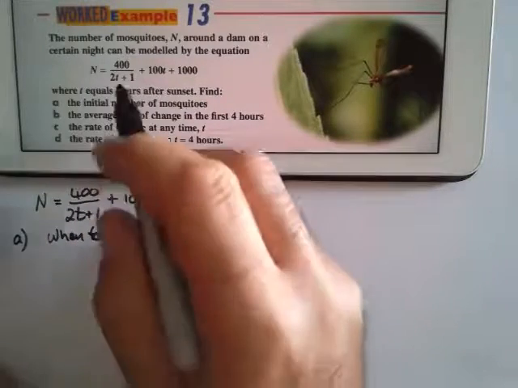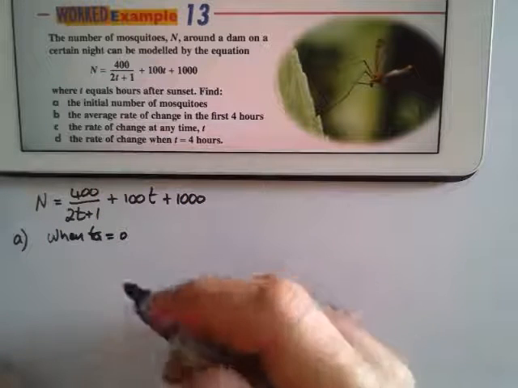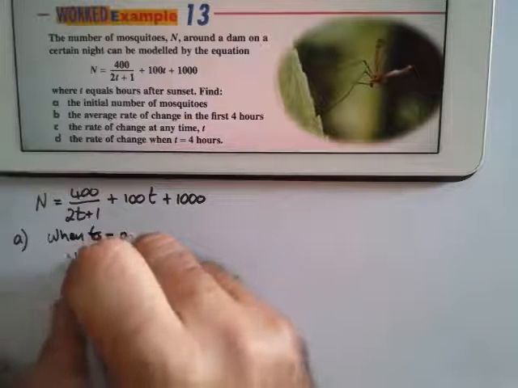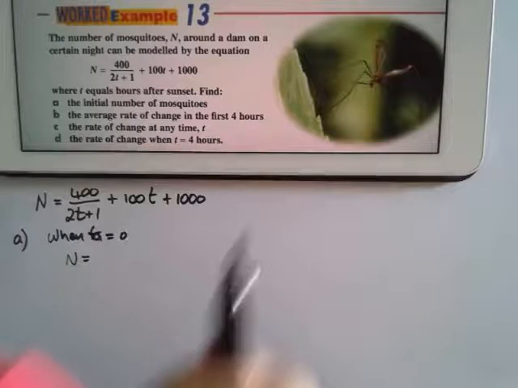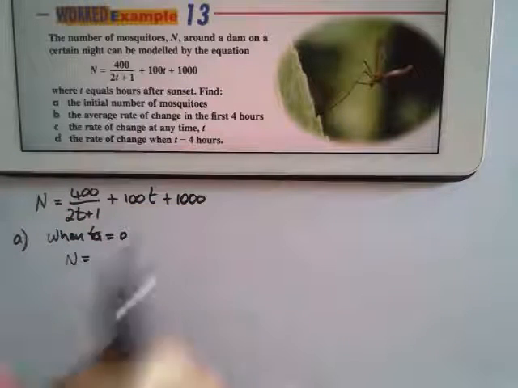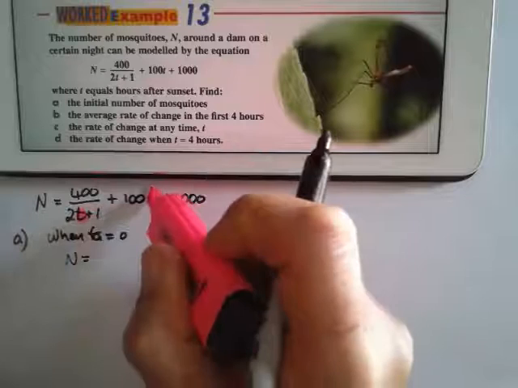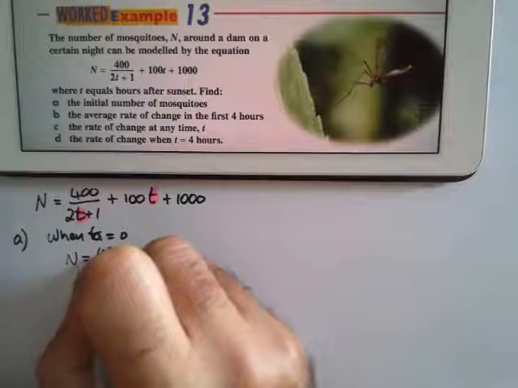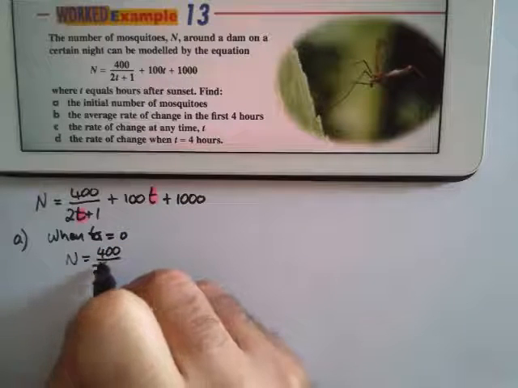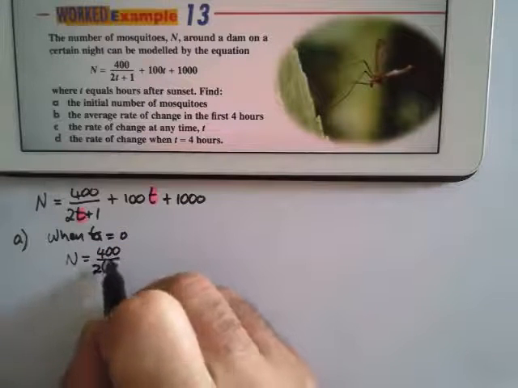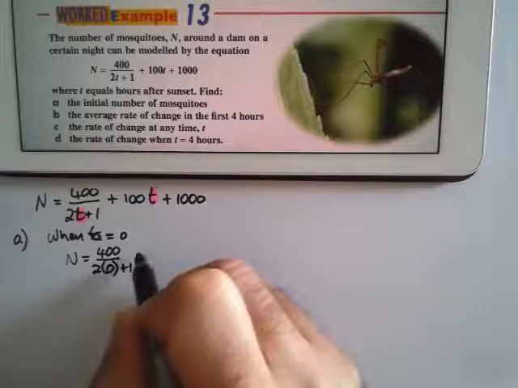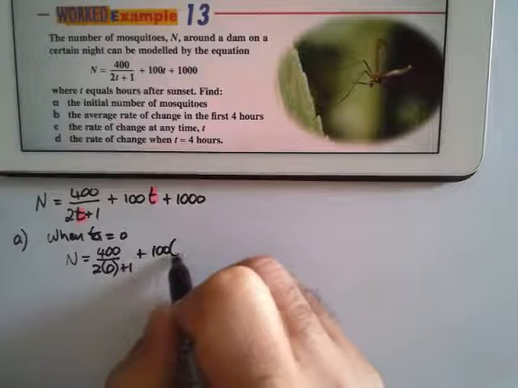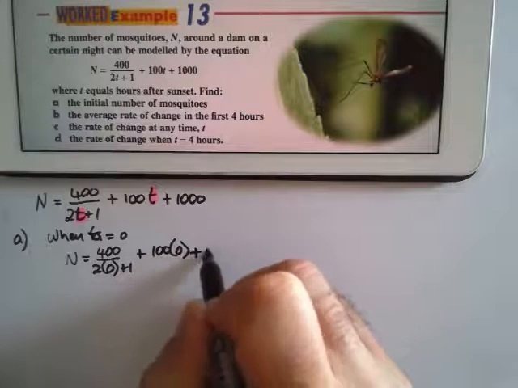So when t equals 0, that is when it starts, so that's initially. Then n equals, and wherever I see a t, I'm just going to put now a 0. So I'm going to have 400 over 2 times 0 plus 1 plus 100 times 0 plus 1000.